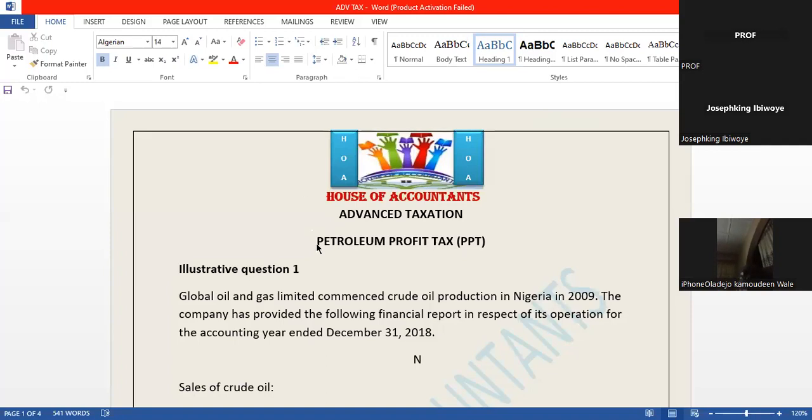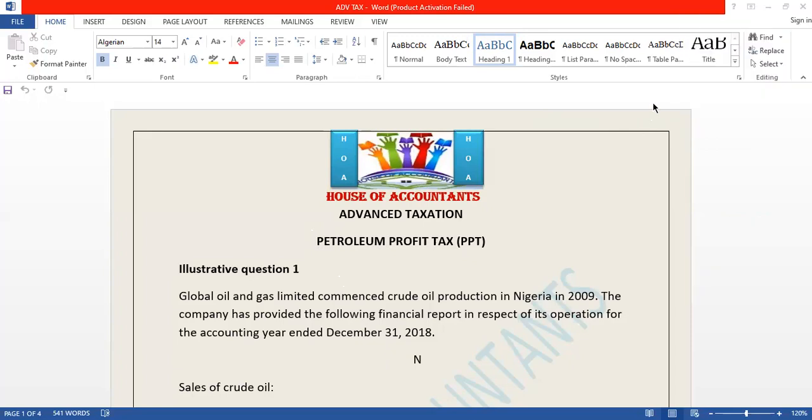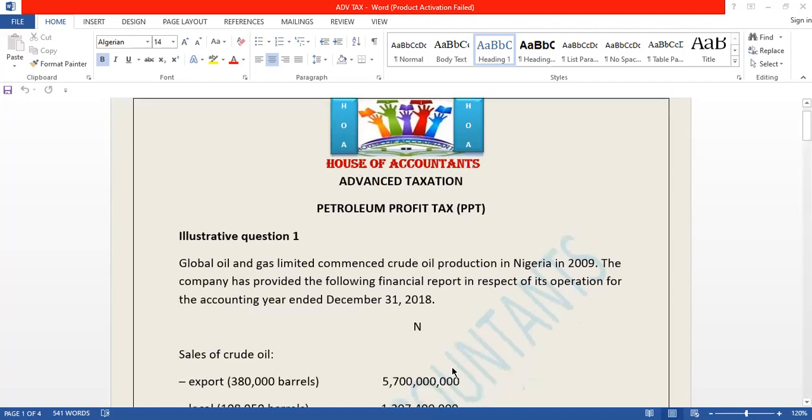So under this topic, we'll be looking at petroleum profit tax, which is called PPT. And under this topic, there are some aspects you have to be able to calculate on your own when working on PPT. I will not be going into theory, so you must have done theory, or you can read up the theory by yourself. We have just 1 or 2 hours to solve this question, and then do some revision on the aspects you know before.